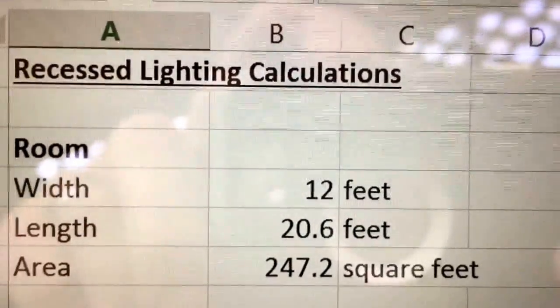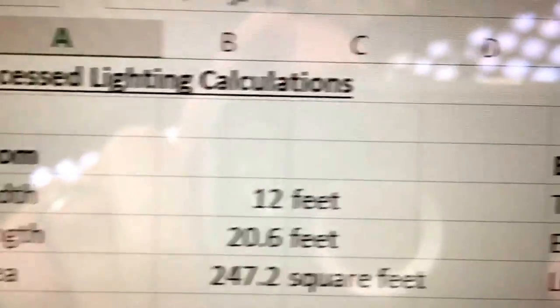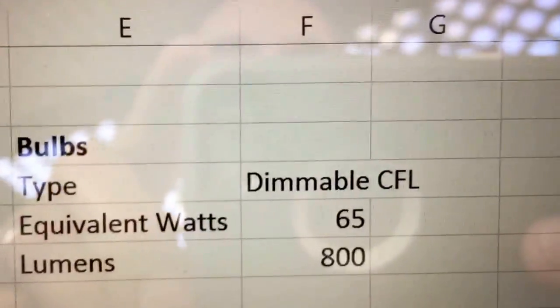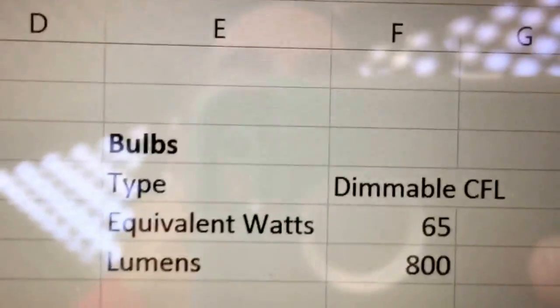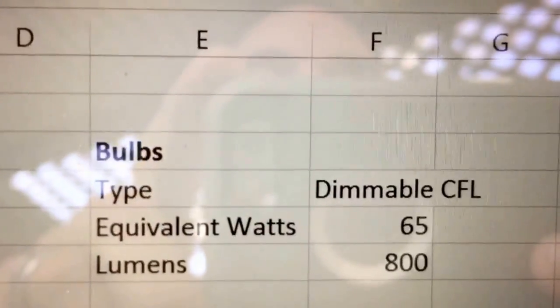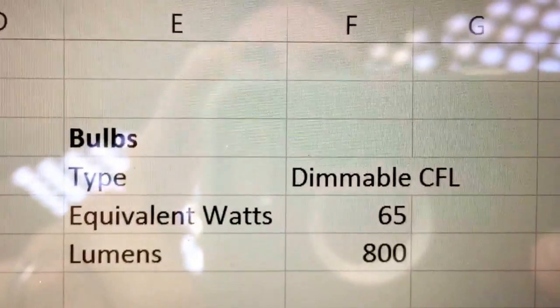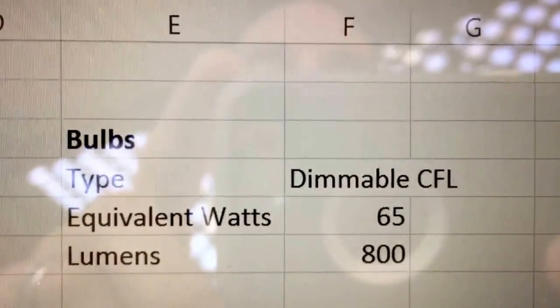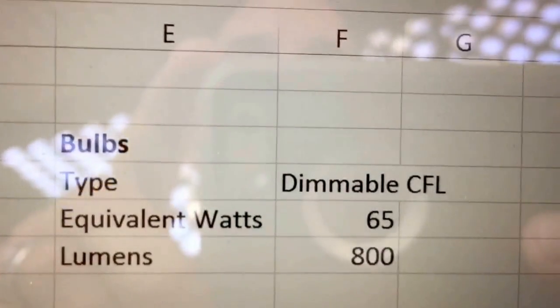Then I had to select the bulb type I was going to use in my recessed lighting. In this case, I chose to use dimmable CFLs. They have an equivalent wattage of 65 watts. Their actual wattage draw is only 13 watts. Don't confuse that. The equivalent watts means they're saying it puts out as much light as a 65 watt incandescent bulb. And they also produce 800 lumens.